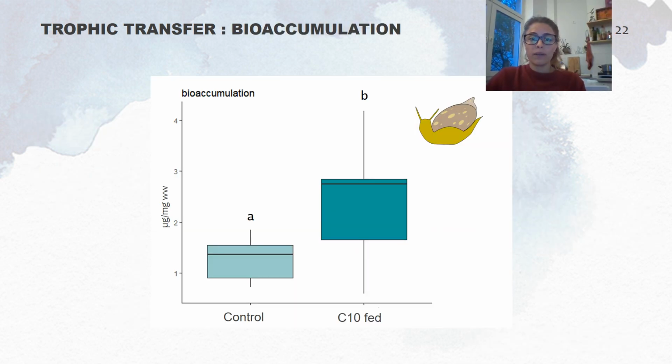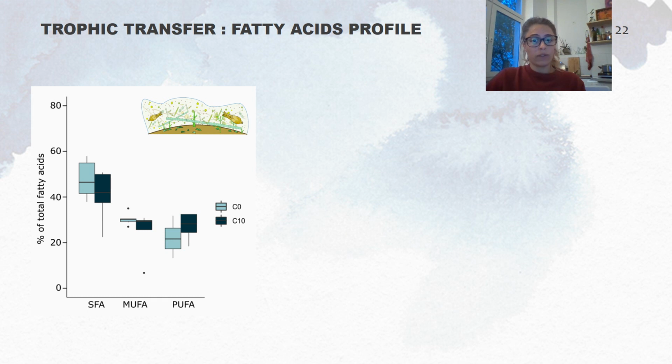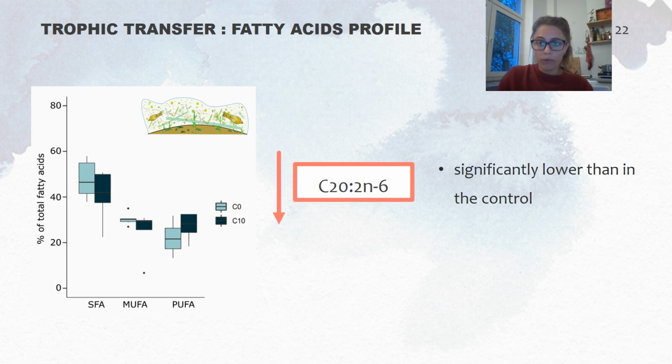So here we have the thorium in the snail's tissue, and we see that the snail fed with thorium-contaminated biofilm presents significantly higher thorium concentration. Concerning the fatty acid profiles, here we have the sum of saturated fatty acids, monounsaturated fatty acids, and polyunsaturated fatty acids as a percentage of total fatty acids in the biofilm. None of the fatty acid categories varied significantly, but if we look in detail at the profiles, we can see that some of the fatty acids were significantly lower in the thorium condition than in the control, like this omega-6.